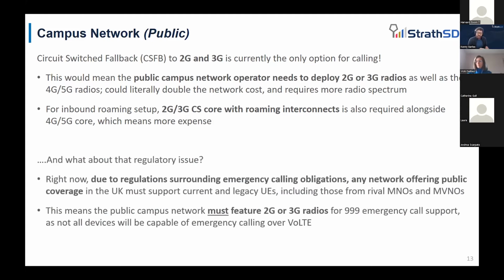And the regulatory issue. So right now, due to regulations surrounding emergency calling, any network operator that's operating for public service in the UK needs to support the current UEs and also the old UEs that are deployed all over the place. And also the other rival MNOs and the rival MVNOs, and potentially people who happen to be in the country doing international roaming at that point in time. So basically, when you put all that together, it means that they must feature 2G or 3G radios for 999 calling right now. And it's going to remain that way until Ofcom updates the rules.